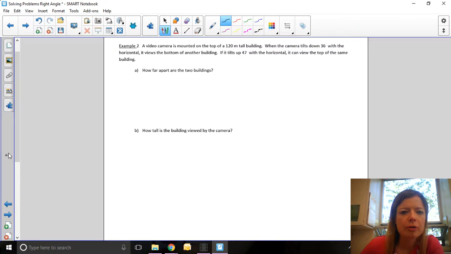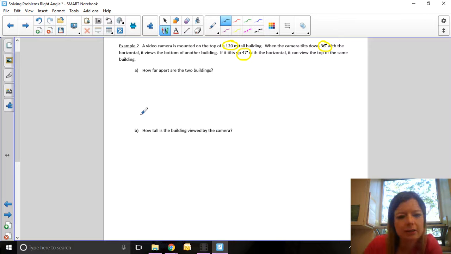So you have a video camera mounted on top of a 120-meter tall building. So that is an important number. When the camera tilts down 36 degrees with the horizontal, it views the bottom of another building. If it tilts up 47 degrees, it can view the top of the same building. How far apart are the 2 buildings? First we have to understand that if a camera is tilting up to see the top of the building, then the other building must be taller than 120 meters.